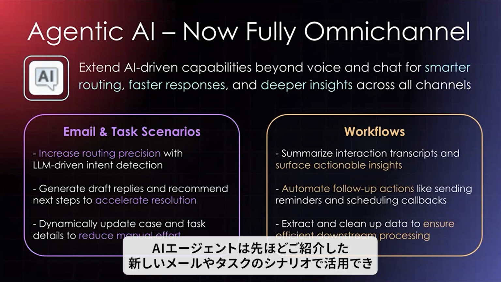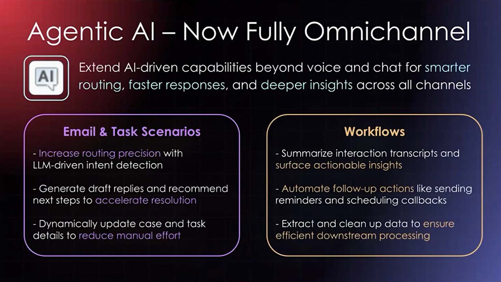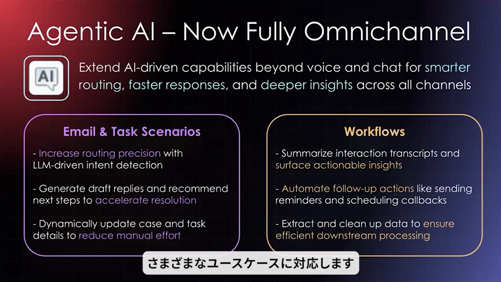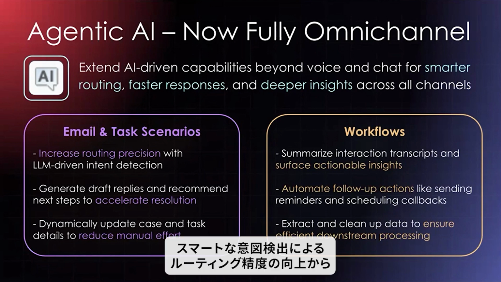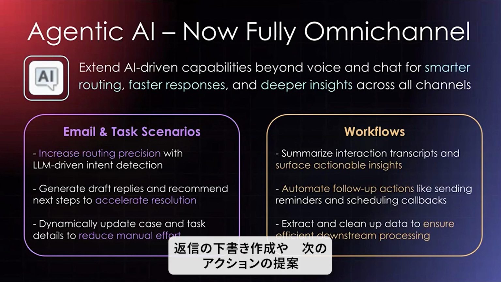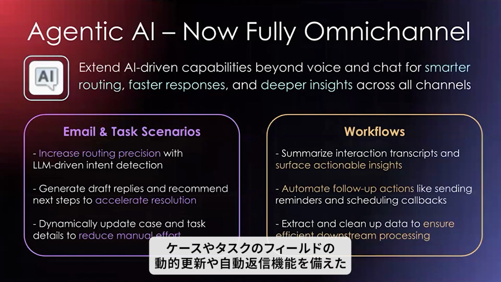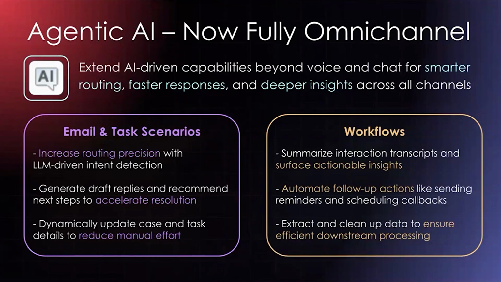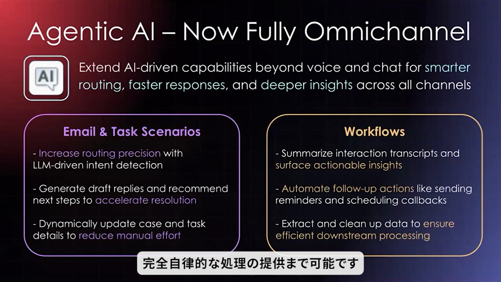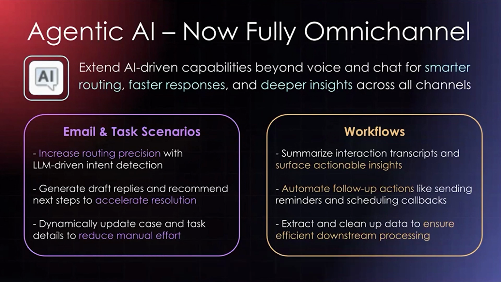AI agents can now be used in the new email and task scenarios that we just covered to handle a variety of use cases, from improving routing precision with smart intent detection to creating draft replies and recommending next best actions, to providing fully autonomous handling with dynamic updates on case and task fields and auto-reply capabilities.